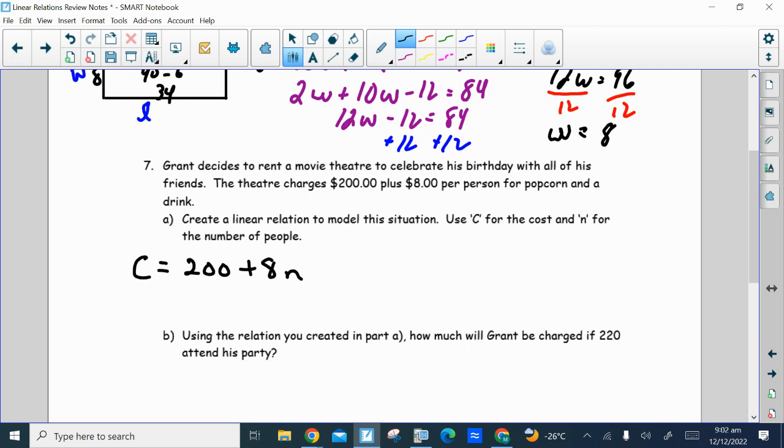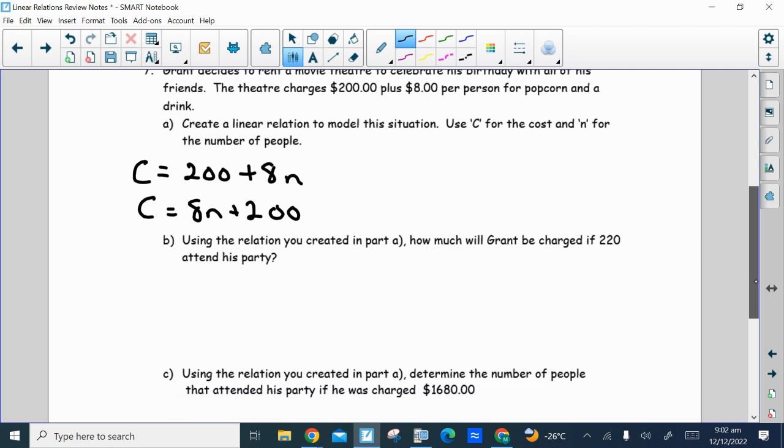So there's our relation. Now, normally we've been writing them in slope-intercept form, which means that you'll have the term with the variable first on the right side, the term without the variable last. Remember, the term without the variable tells you the y-intercept. The term with the variable tells you the slope, the rate of change. In this case, it's $8 per person. That's the rate of change. That's how much each person is charged for a popcorn and a drink.